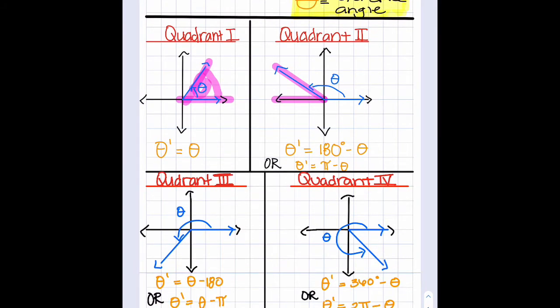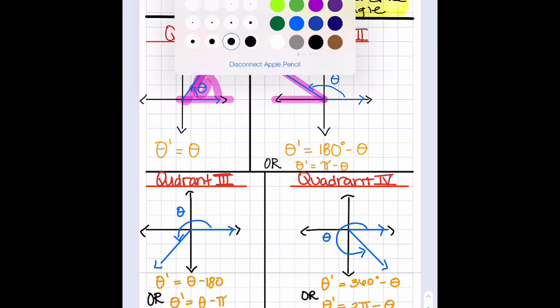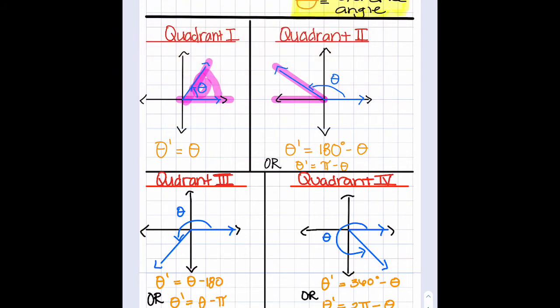If you happen to land in quadrant 1, your theta prime, your reference angle, that is not a good color to highlight with, but your reference angle is going to be the same as your original theta. So not much to work out there, like the second, the third, and the fourth one. Your answer is already basically given to you. Now let's look into some examples.